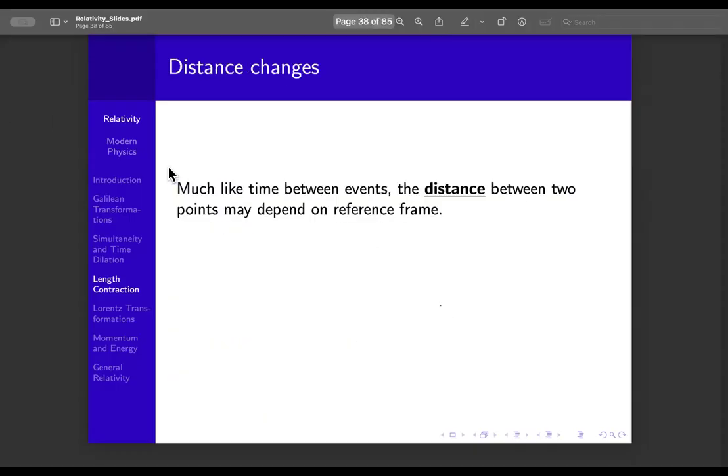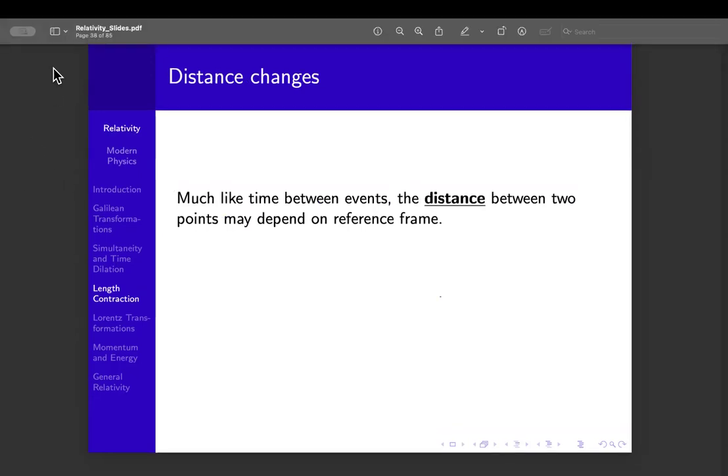What we kind of start with, much like time between events, as I mentioned, the distance between 2 points also depends on what frame of reference you're in. So if you're moving, then you are going to experience or witness different distances traveled or different distance between 2 points compared to a stationary observer.